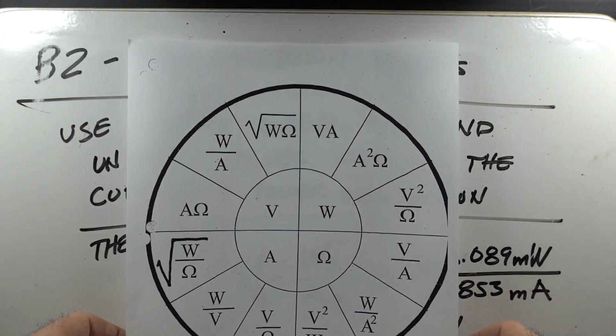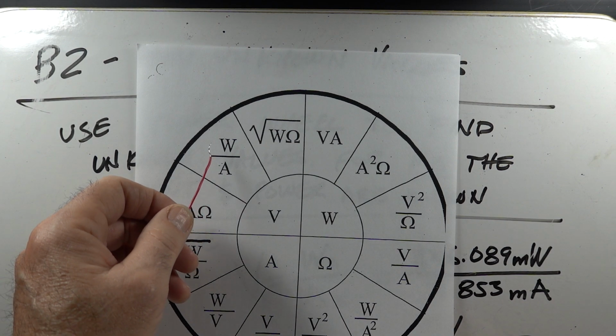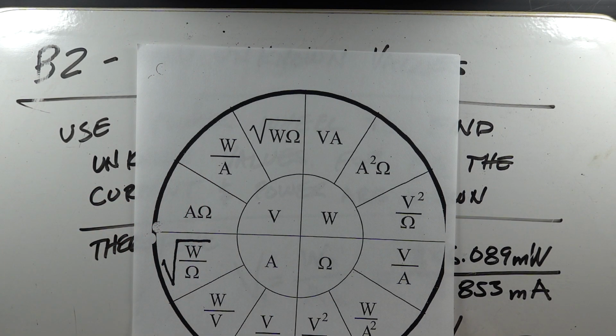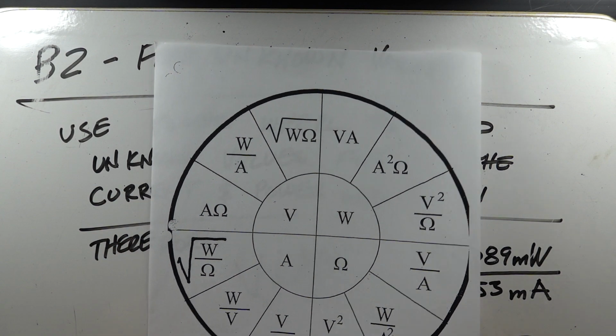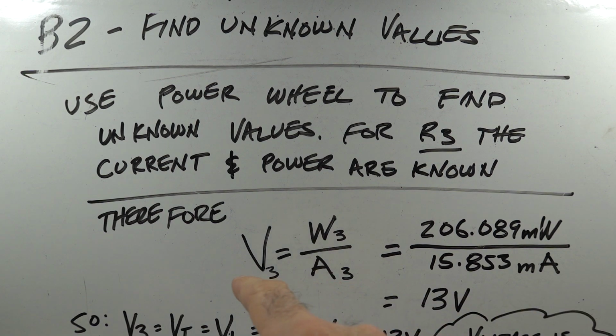So we want to solve for the voltage on R3. We know what the power is and what the current is, so we're going to say that volts is equal to watts over amps. So we're going to use the power wheel to find the unknown values for R3, the current and the power being known. Now we can do this calculation, which I've done here on this page. As you can see here is a voltage of 3, as I take the two values that are in my chart to do those calculations.